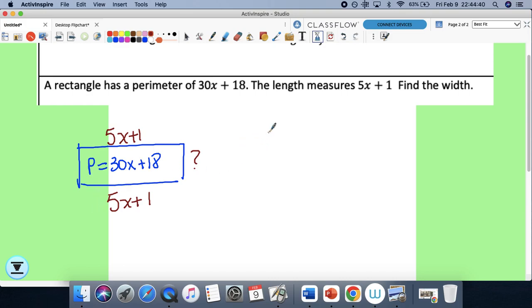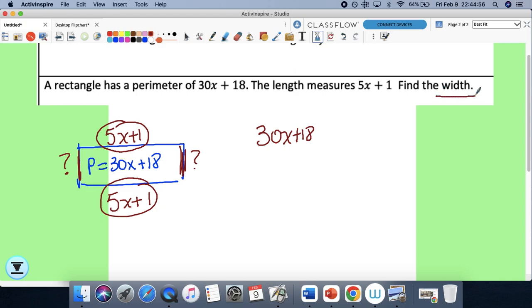So what we can do is go 30x plus 18. And from that, I'm going to subtract this guy over here and this guy. So whatever I have left over is going to be these two sides, right? The two widths. And because I'm only asked for one of them, I just got to divide that by 2. So let's do that. So 30x plus 18.